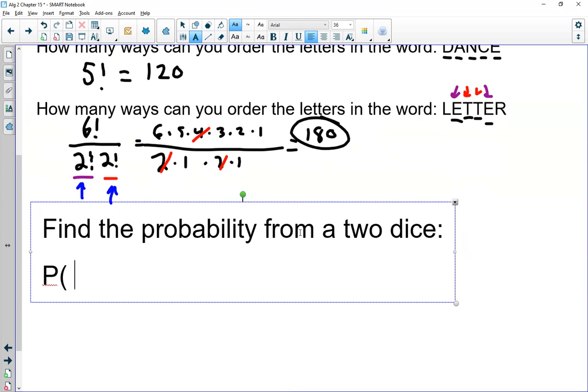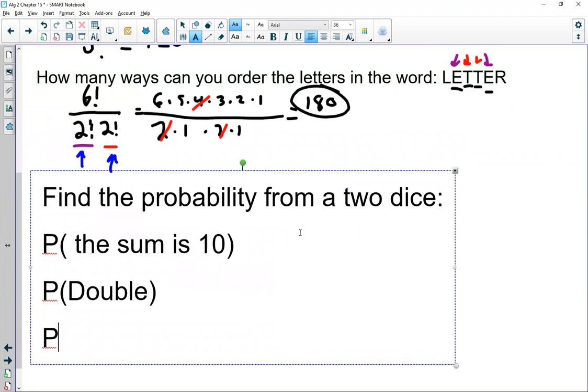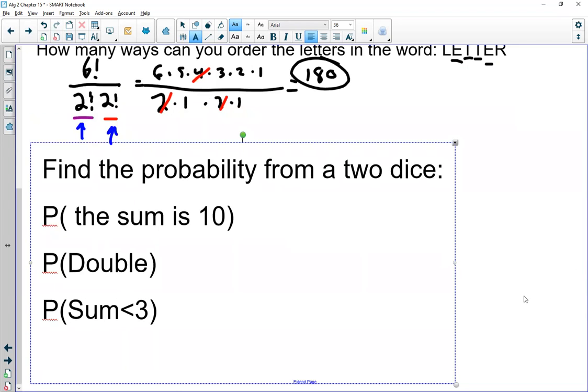Let's do 10. Probability of, probability of, is less than, from 2 dice.